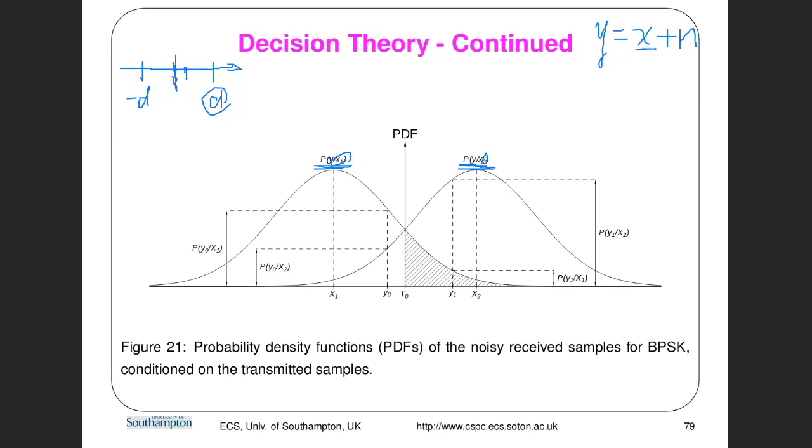We need these conditional probabilities so that we can calculate the error probability, which models the probability of occurrence when an error happens. The second step: the only probability we know is the PDF of the noise, which is a Gaussian PDF. It's zero mean, and the width is determined by the power of the noise. So this is the only probability that we know. How can we use it to calculate these conditional probabilities? That's the third step.